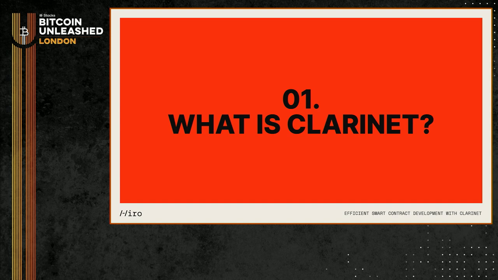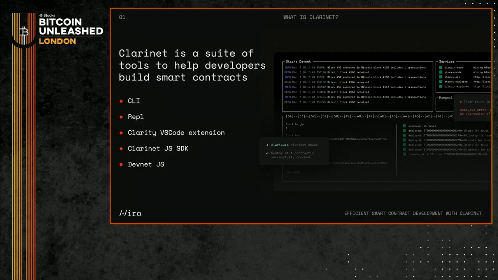So what is Clarinet? Clarinet is a suite of tools that we use to develop smart contracts locally with Clarity, for the Stacks blockchain. We use it to develop contracts, debug contracts, as well as deploy contracts on the blockchain.